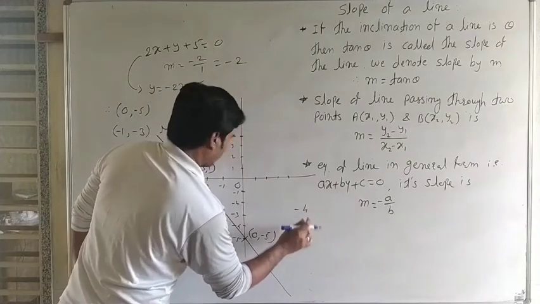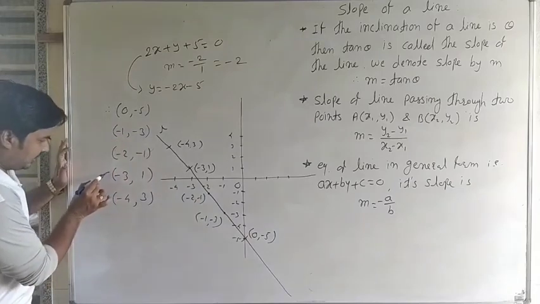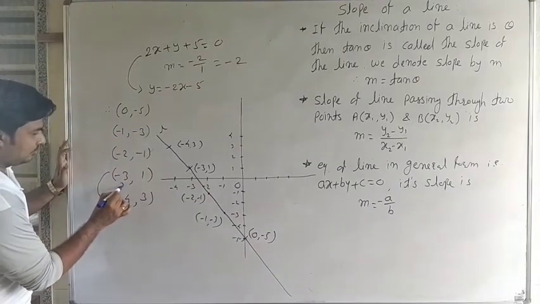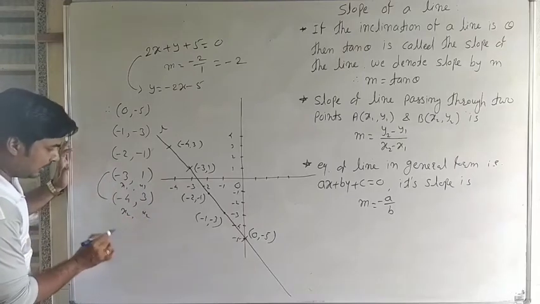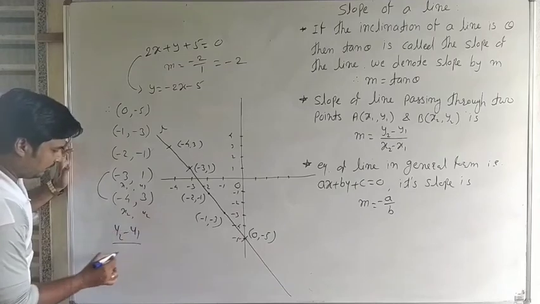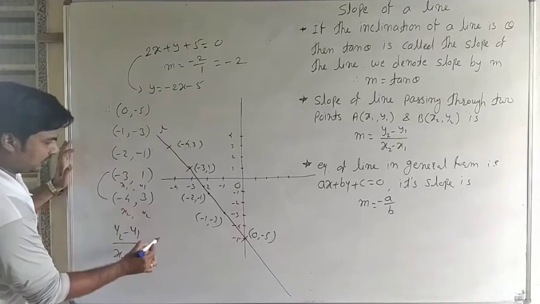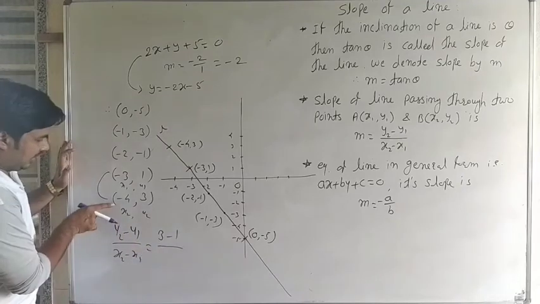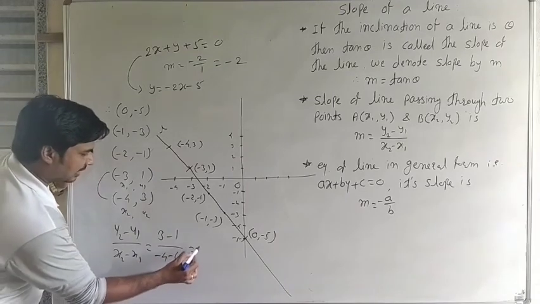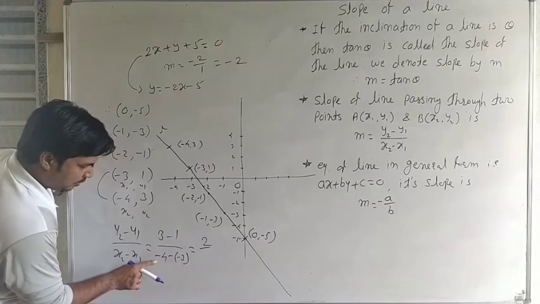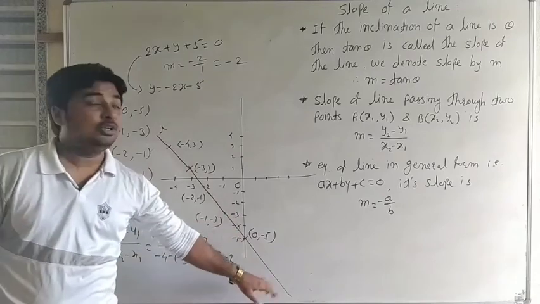Here we can take these 2 points, x1, y1 and x2, y2. Then the slope of the line is y2 minus y1 upon x2 minus x1. That is 3 minus 1 upon -4 minus -3, which is 2 upon -4 plus 3, that is 2 upon -1, and that is -2. Therefore the slope of the line by using this formula.